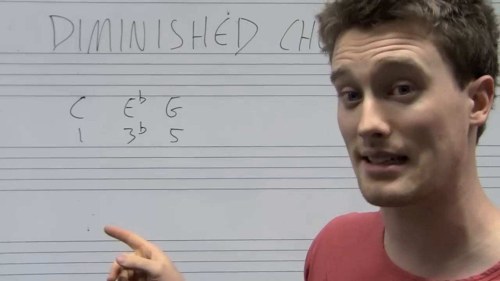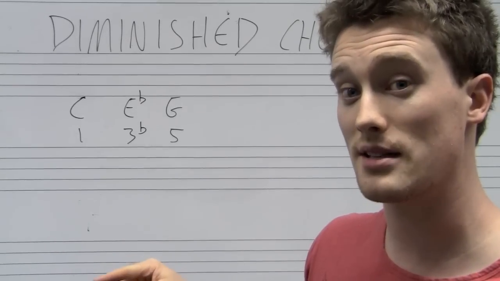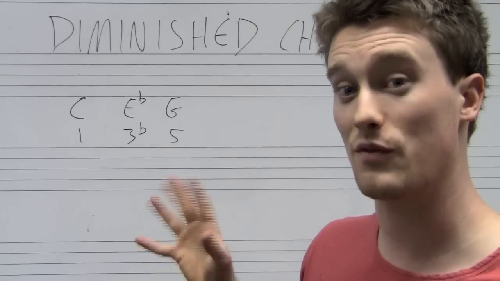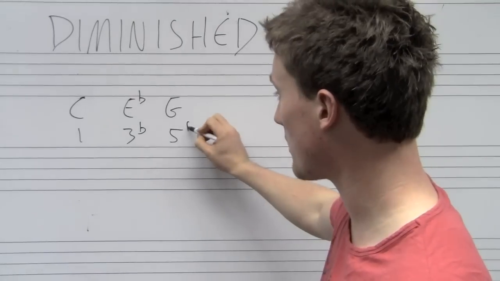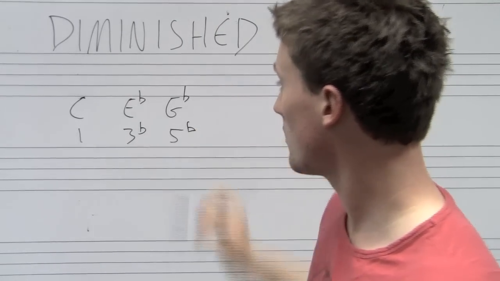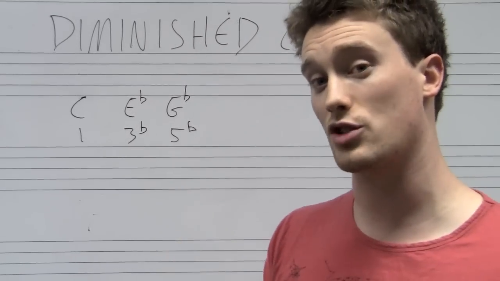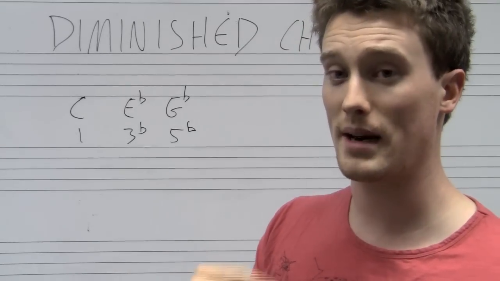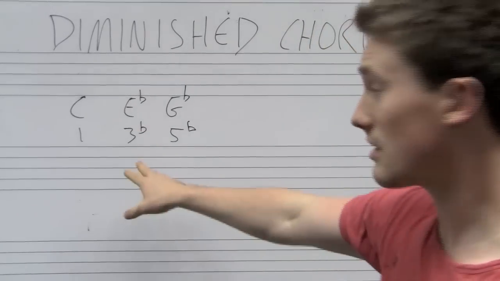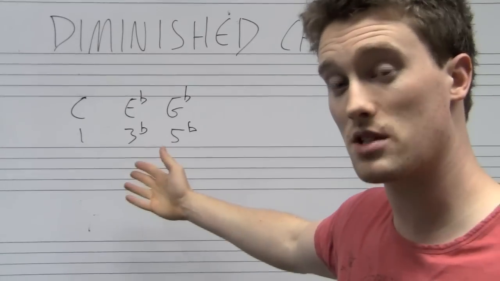So now we flatten, or take back 1 fret, or 1 semitone, the 5th degree. So a little flat on the 5. So the G note is now a G flat. So you go from playing a G, back a fret, or back a semitone to a G flat. So that there is a diminished triad. That's all there is to it.